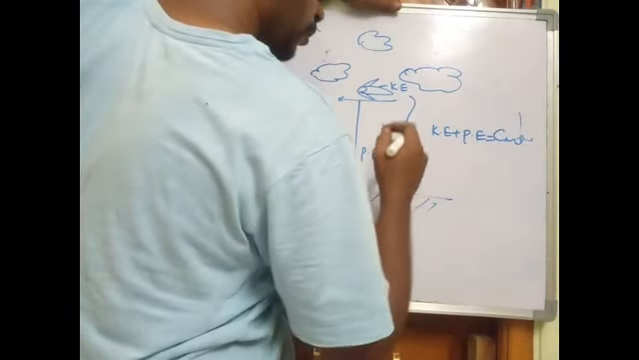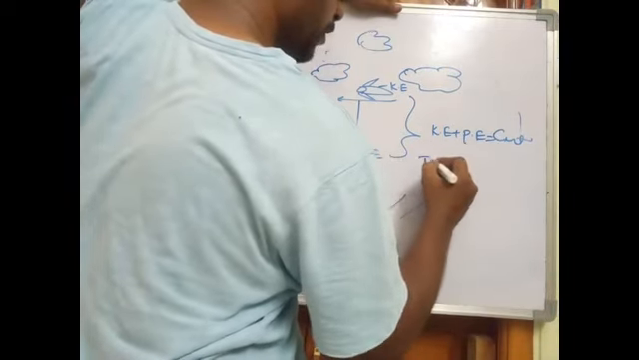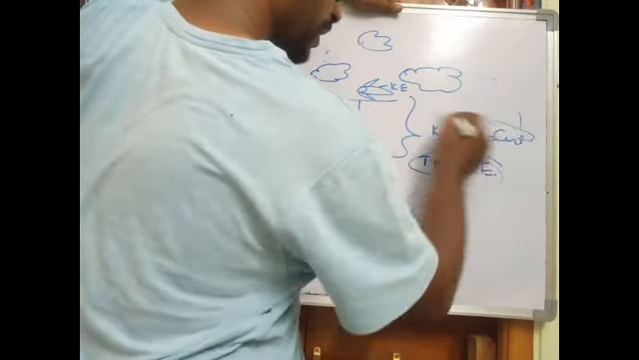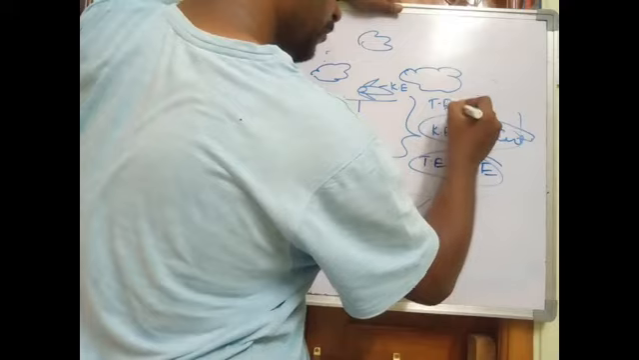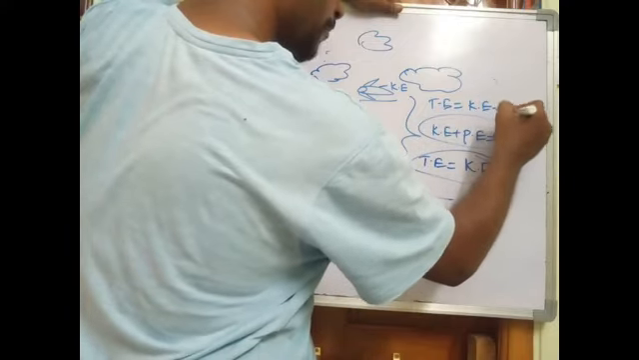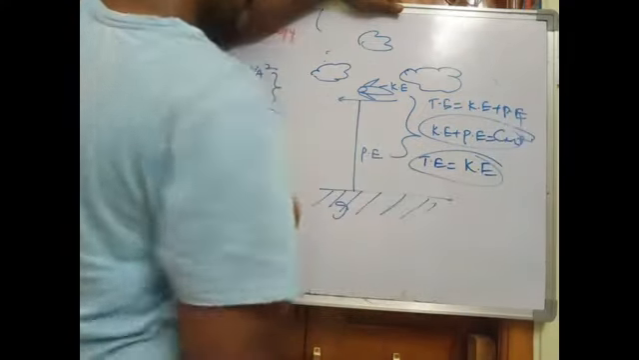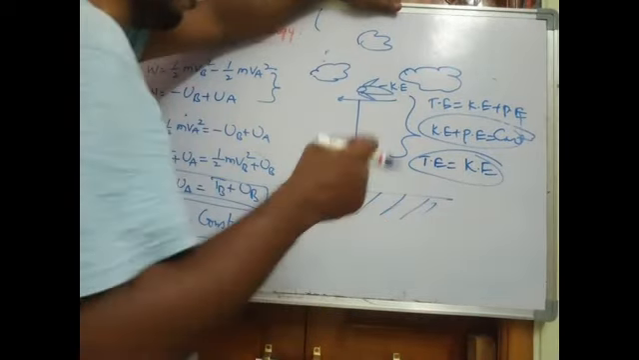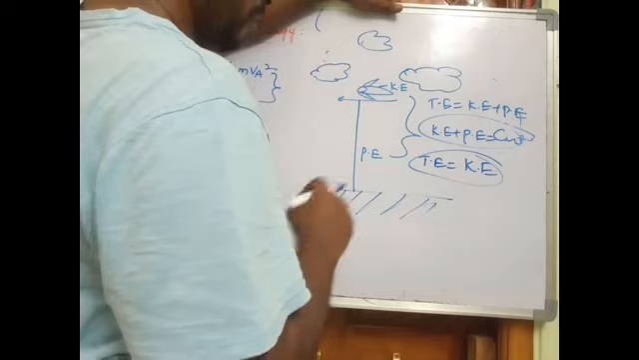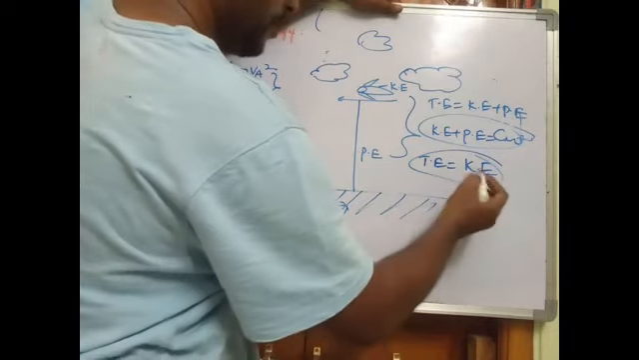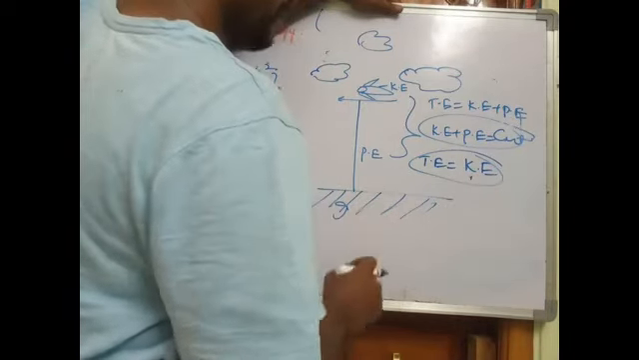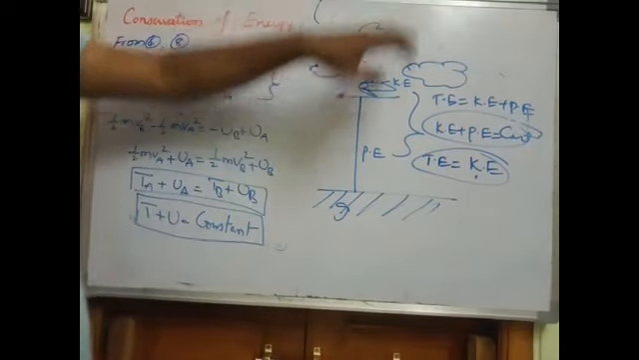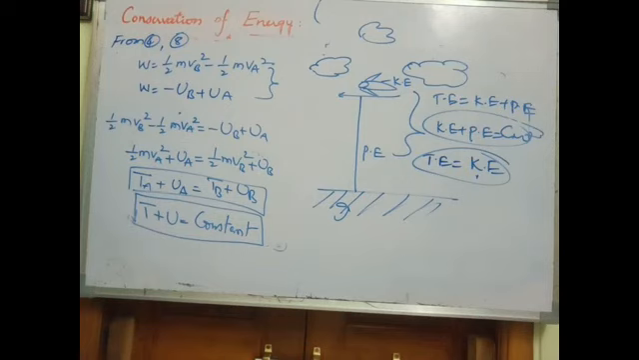At that time, the total energy is equal to the kinetic energy of the aeroplane. When the aeroplane is in the sky, the total energy is kinetic energy plus potential energy. But when the aeroplane is on the runway, the total energy is equal to the kinetic energy. The total energy remains constant always. So this is all about the conservation of energy topic.